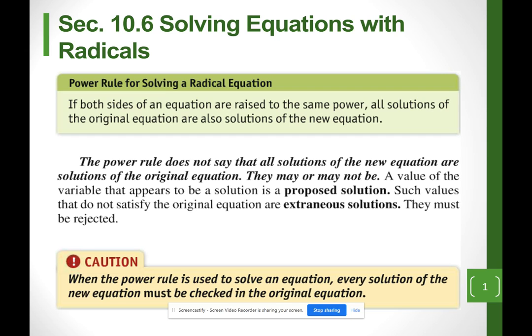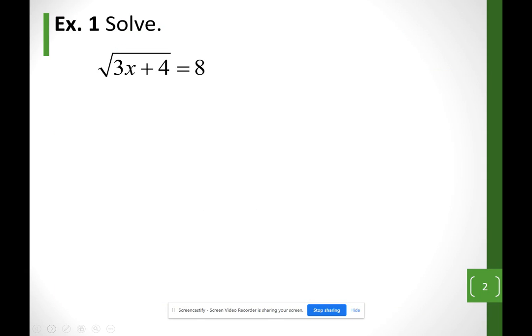All right, for today, we're going to be learning how to solve equations with radicals. So, what I mean with that is solving equations. So, I'm going to have an equal sign somewhere in there, and then I'm going to have a radical sign somewhere in there. A question could be like the square root of 3x plus 4 is equal to 8. That's an example of what I'm going to be looking at. So, let's take a look.